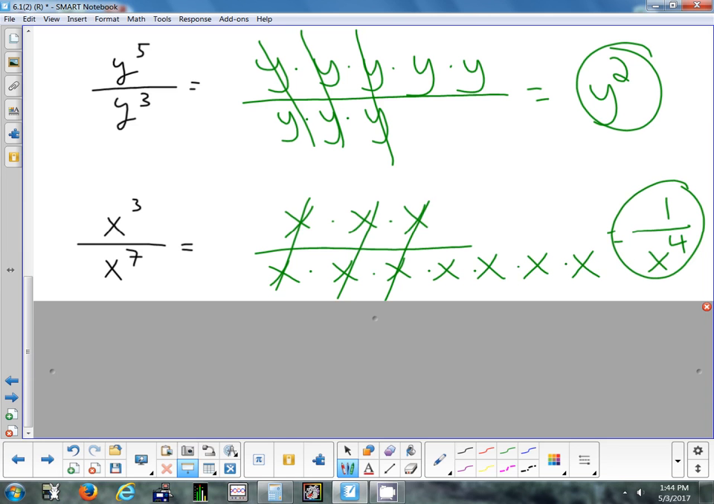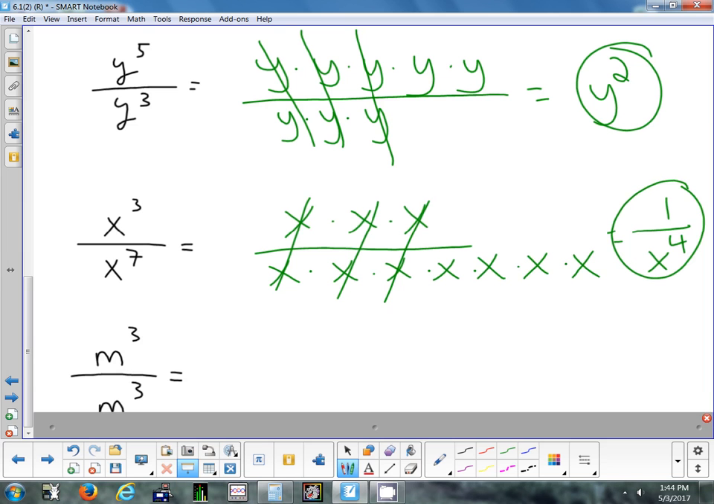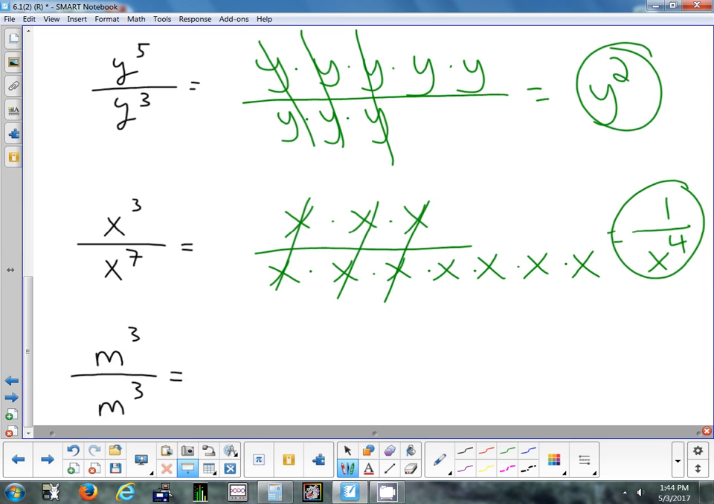All right? You guys want to do this next example? I got m to the 3rd on the top. I got m to the 3rd on the bottom. I got the same exact thing on the top and the bottom. Not 0. 1. The same rules apply. If I divide the same thing by the same thing, I'm going to get 1. Anything divided by itself is 1. I don't care if you have fractions, square roots, doesn't matter. If it's the same exact thing on the top and the bottom, it's going to be 1.